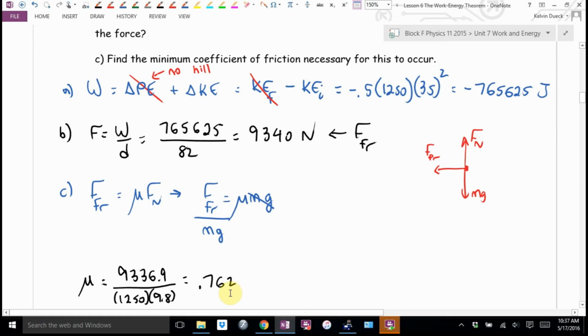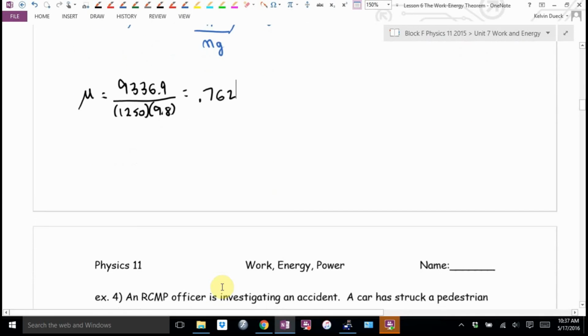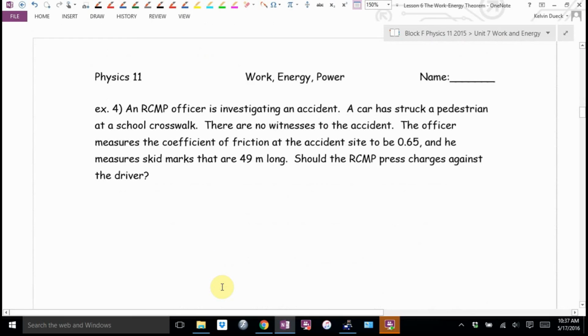Okay? So I like this question. This is a nice, good review of forces here as well. Oh yeah, I guess you can turn the page.